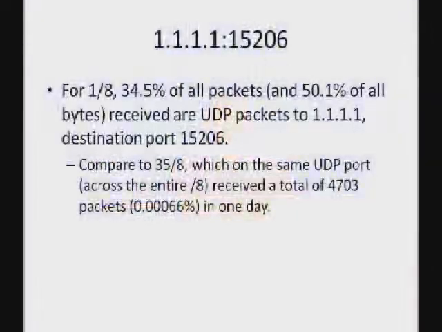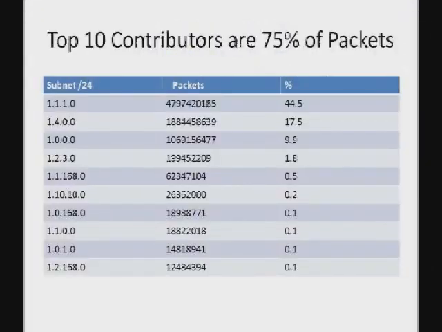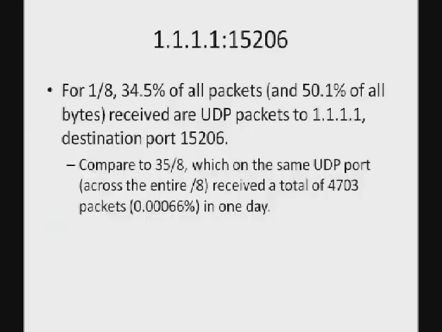So the first largest volume we looked at was a top contributor here, which is the 1.1.1.0/24, and within that /24, we found that one particular address was accounting for almost 50% of all the bytes received. And that was 1.1.1.1 port number 15206. This is UDP traffic. Comparing this once again to our benchmark /8, which is the 35, you see that this is a huge anomaly.